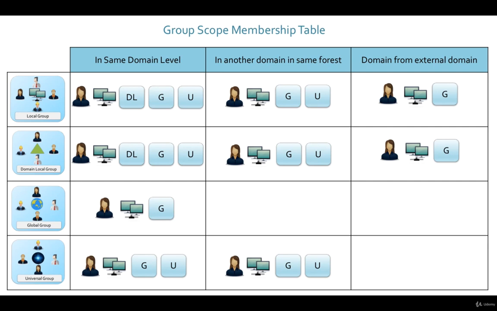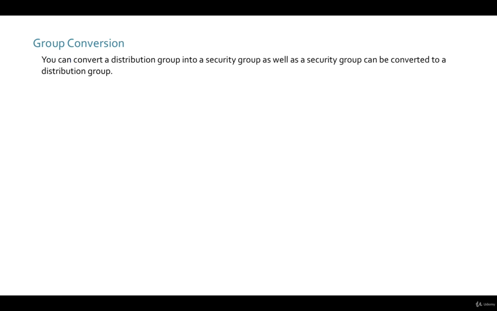Now I'll discuss how group type and group scope can be converted from one to another for better management of your organization's groups. First, I will discuss group conversion, that is, conversion between distribution group and security group. If you convert a security group to a distribution group, then all associated security access would be removed from the group and subsequently from the users who are part of the security group.